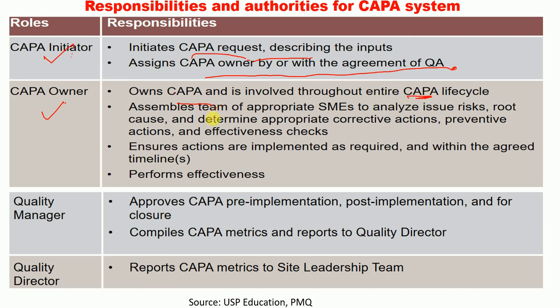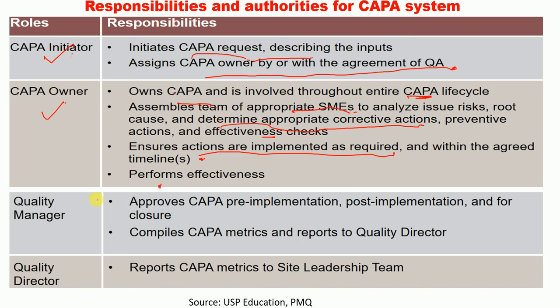Okay, so the CAPA owner is the one who owns the CAPA, and he is involved throughout the entire CAPA life cycle. The CAPA owner assembles a team of appropriate SMEs, subject matter experts, to analyze the issue, risks, and root causes, and determine the appropriate corrective actions and preventive actions and effectiveness check. The CAPA owner also ensures actions are implemented as required and within the agreed timeline. Okay, and the CAPA owner performs effectiveness checks. So these are the duties or responsibilities of the CAPA owner.